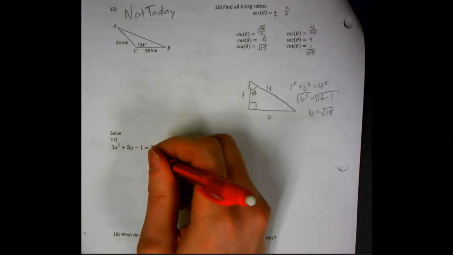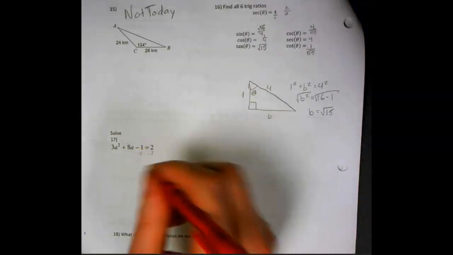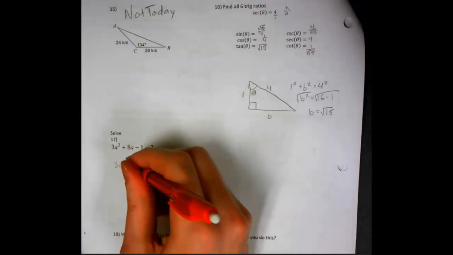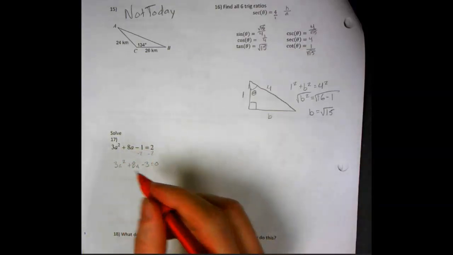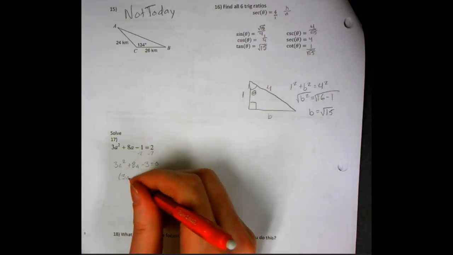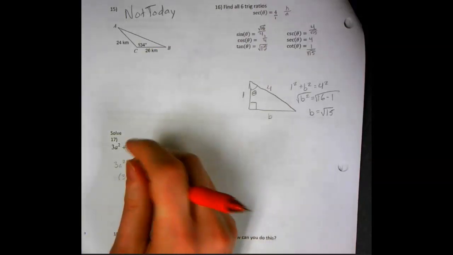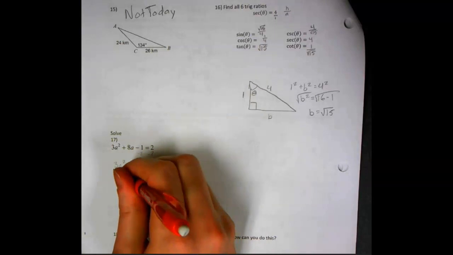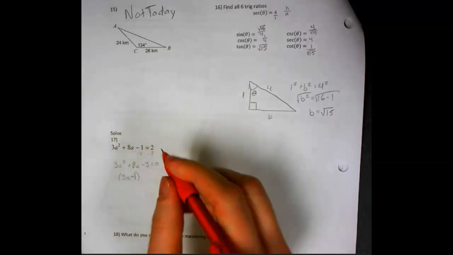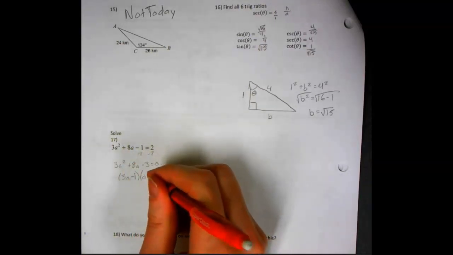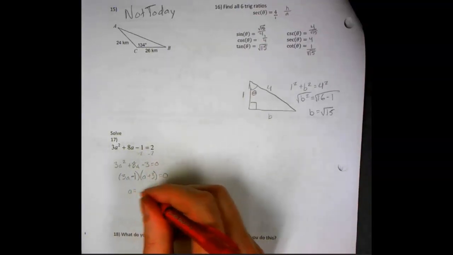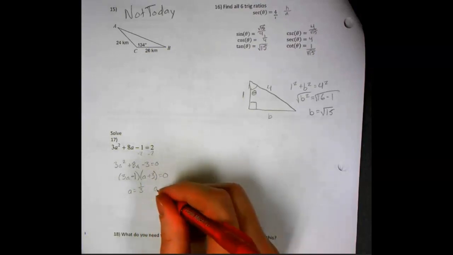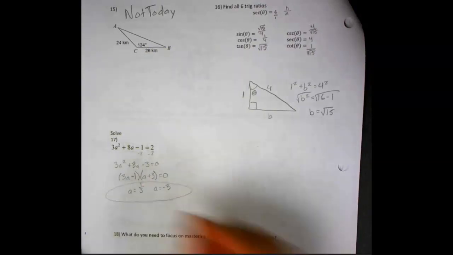For problem 17, we are just going to first subtract that 2 over. So we'll have 3a squared plus 8a minus 3 equals 0. We're going to factor this. So we'll have 3a, not plus 1, 3a minus 1, and a plus 3. So our two answers, a can either equal 1/3 or a can equal -3.